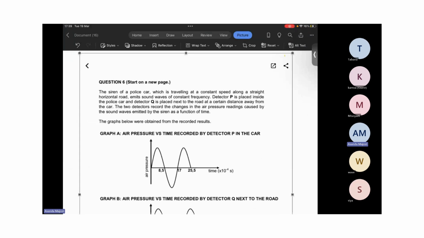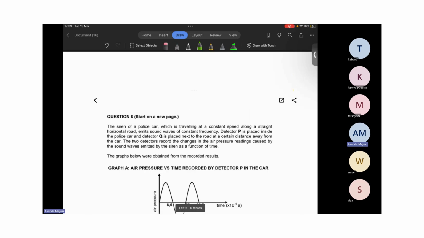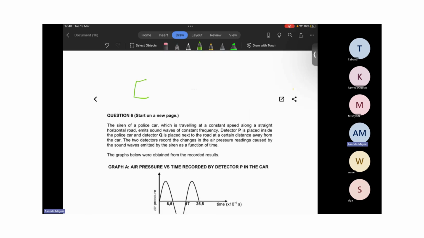So it says that the siren of a police car, which is traveling at a constant speed along a straight horizontal road, emits sound waves of constant frequency. A detector P is placed inside the police car. So they're saying that first of all, there's a police car here, right? So this is our police car. And in this police car, there's a detector called, well, detector P. So I'm going to write P over there.